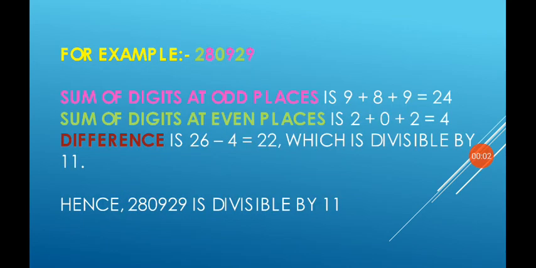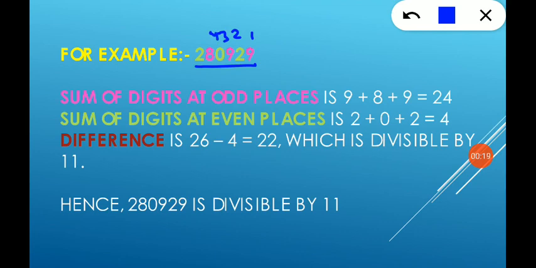Let's consider one more example. The number is 2,80,929. Again we will start numbering the digits from the unit place. So it will be 1, 2, 3, 4, 5 and 6. So here odd places are marked with pink color and even places are marked with green color.